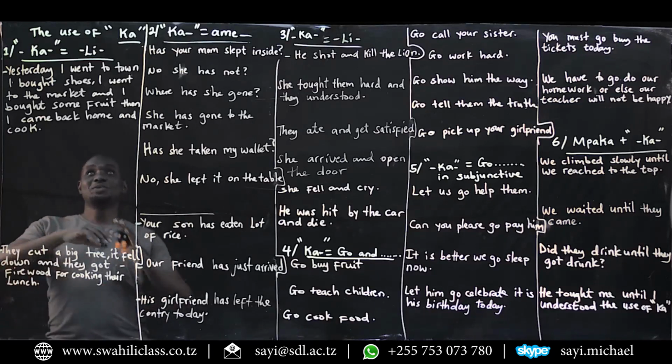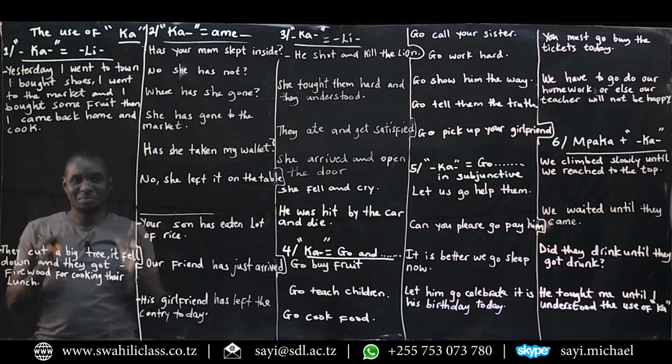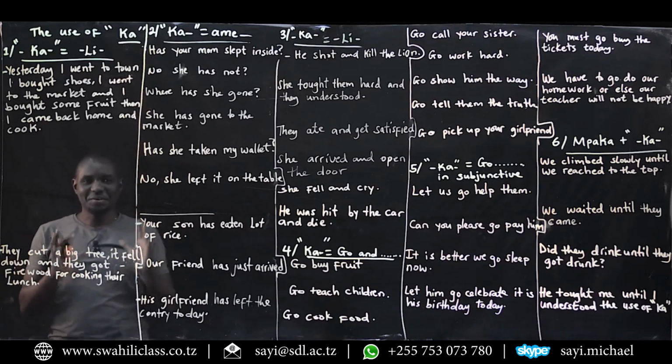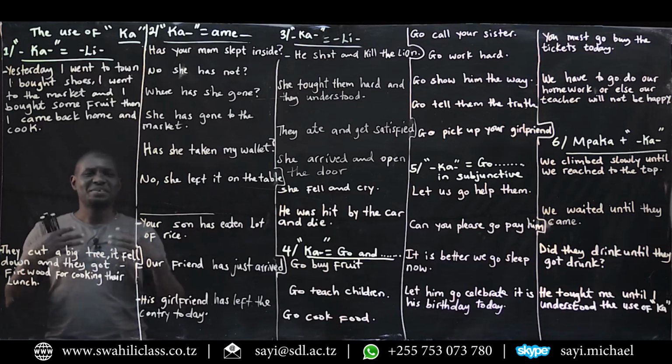And today we are learning the use of ka. Matumizi ya ka, or the function of ka. I know you have seen these sentences with ka, ka, ka, and you were wondering, what is ka?